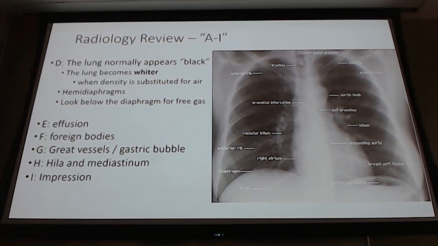When we look at hemidiaphragms, that is one side of the diaphragm or the other. So this is the right hemidiaphragm, that's the left. We're talking about the whole thing as just a diaphragm. And just like we talked about last block, we're looking at those diaphragms to look for free air, or intraperitoneal air. We're looking for effusions, foreign bodies, great vessels, gastric bubble, hilum, and mediastinum, and basically what is your impression.